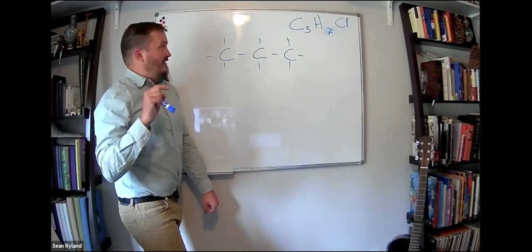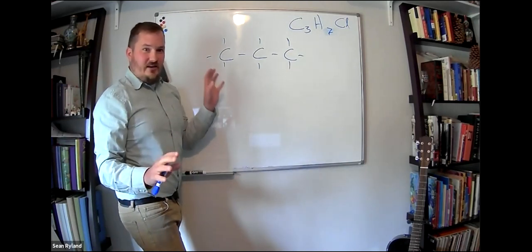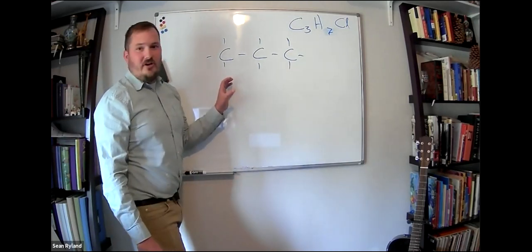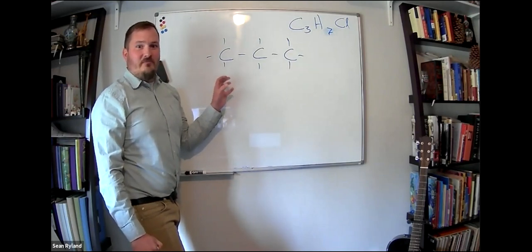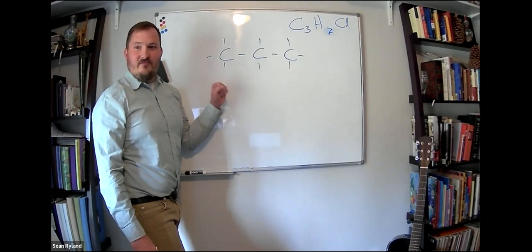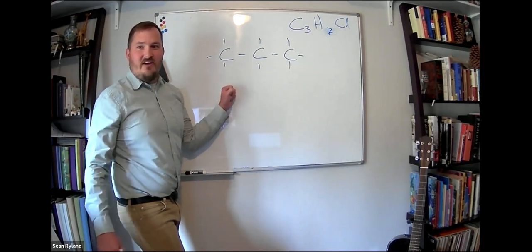That's the cardinal rule. The cardinal sin in organic chemistry is drawing a carbon with five bonds. There's no faster way to make me lose faith in humanity than for you guys to turn something in with a carbon with five bonds.